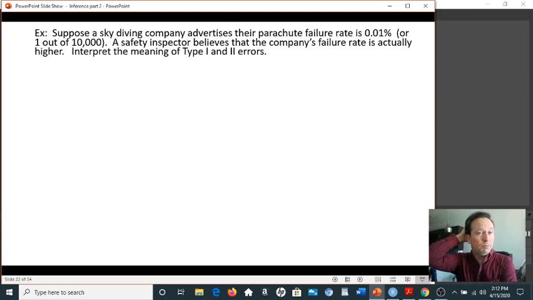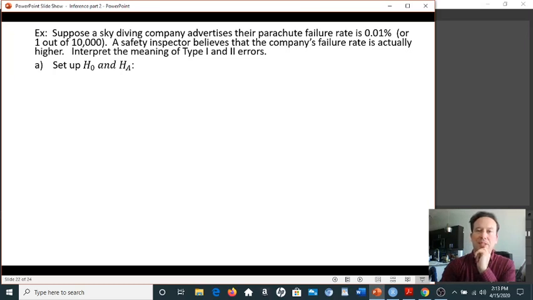Okay, so for example, suppose a skydiving company advertises that their parachute failure rate is 0.01%, or in other words, 1 out of 10,000. That doesn't sound so hot. A safety inspector believes that the company's failure rate is actually higher. Interpret the meaning of type 1 and type 2 errors in this particular problem. Well, in order to do that, you need your null and alternative hypotheses. So the first thing we're going to do is set up the null and alternative hypotheses. What would your null hypothesis be here?